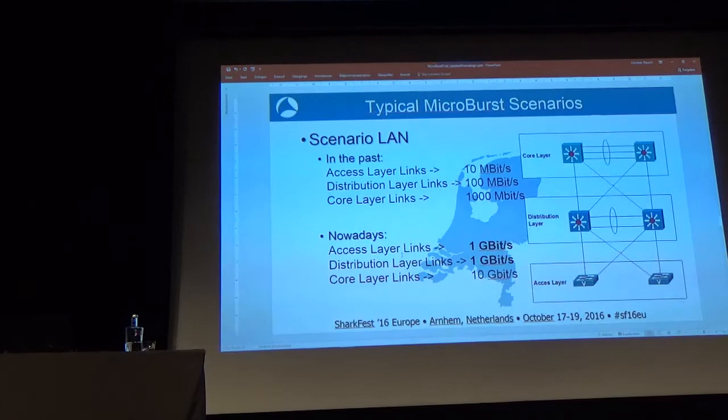And in the core layer, we have the same problem: when the distribution layer comes to frames, we should use 10 gigabit. If we have the same transmission speed at all layers, then we must not worry if we see packet loss somewhere at some points during the day.